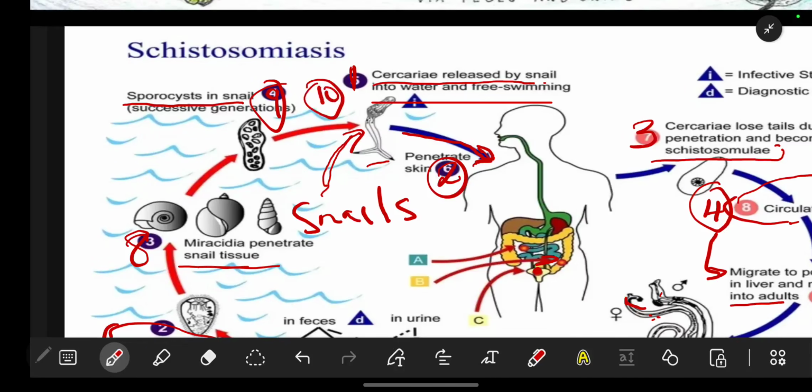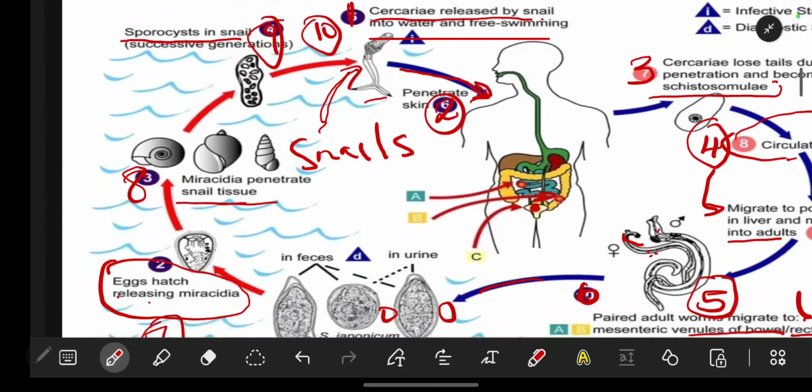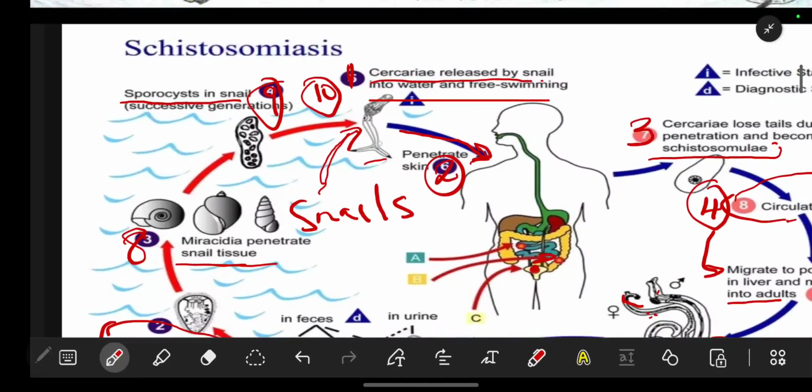These steps are very important, but if you are writing an essay, there will be no need for you to write these steps. You just explain how the process goes. So number 1, the snail. Get it clear. It's not important to say that number 1 is this. You just have to know how the process goes.